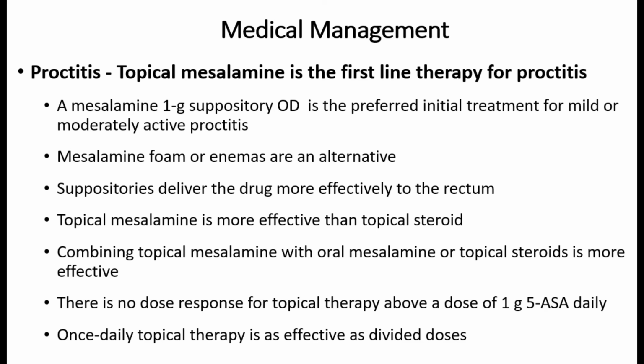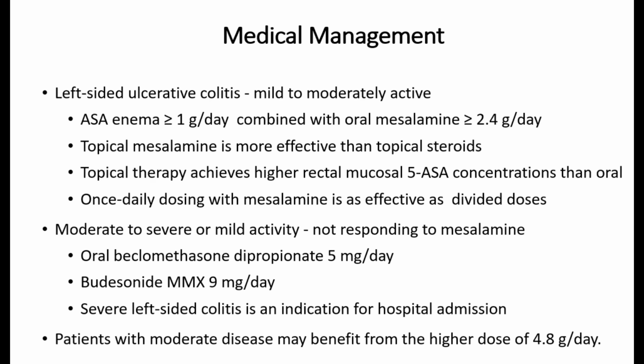The dose response is up to 1 gram of 5-aminosalicylic acid per day, and there is no further therapeutic advantage of increasing the dose above 1 gram for topical application, and once daily topical therapy is as effective as divided doses. For extensive colitis, that is left-sided ulcerative colitis, which is mild to moderate, that will be like E2 as per the Montreal Classification, extending up to the splenic flexure, we give 5-ASA enema more than or equal to 1 gram per day combined with oral mesalamine, that is more than or equal to 2.4 gram per day.